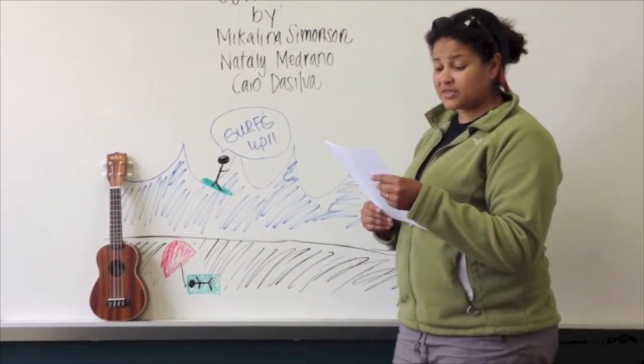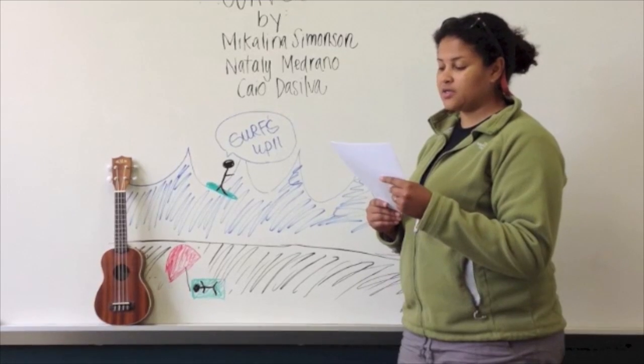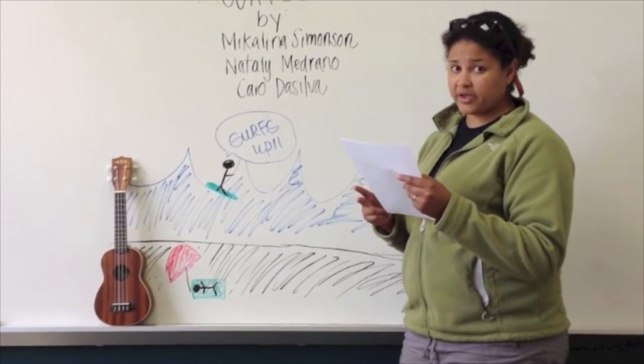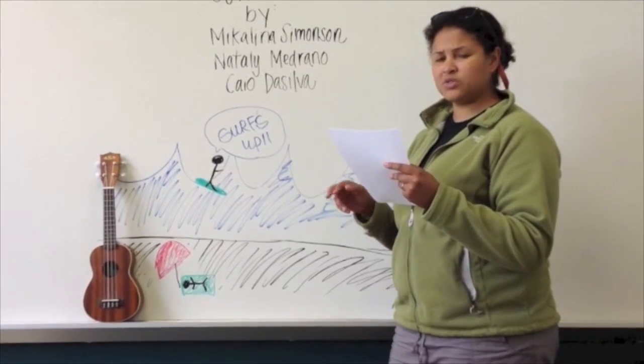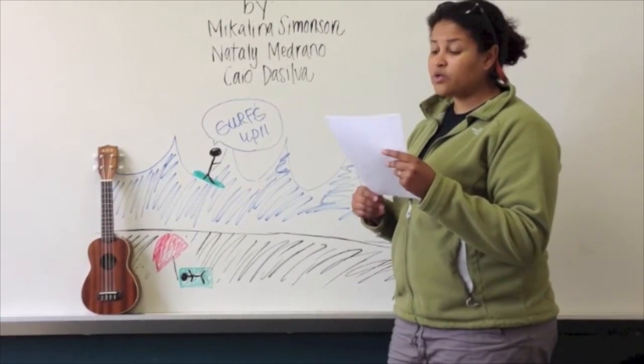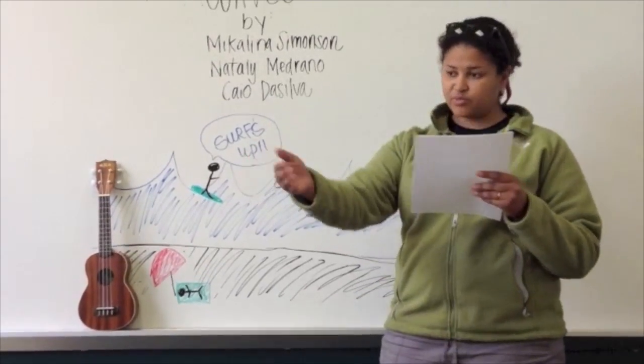A wave is a disturbance that moves away from wherever it is created. There are two types of waves, transverse and longitudinal. We will demonstrate this using a slinky by our performer here.